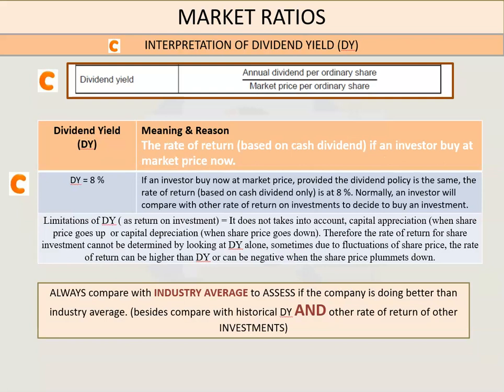The third market ratio here is dividend yield. Dividend yield is calculated by taking the annual dividend per ordinary share divided by the market price per ordinary share. So the answer will be in percentage. Of course, there's no specific number that is the right number, but of all numbers, you want it to be higher. The meaning of this dividend yield is the rate of return based on cash dividends if an investor buys at market price now. So if let's say the dividend yield is 8%, it just means that you will get a return of 8% in the form of dividend.